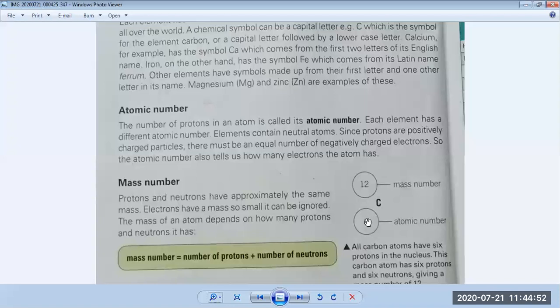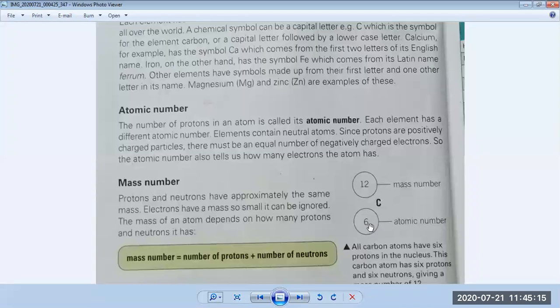Okay, so carbon's atomic number is 6. It means it has 6 positively charged protons in the center of the nucleus. It also has 6 particles called neutrons in the center of the nucleus. So atomic number is always equal to proton number. So its atomic number would be 6.